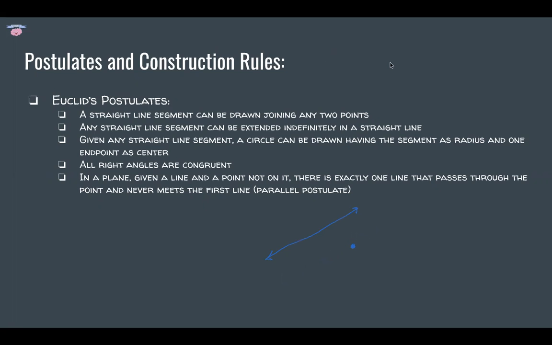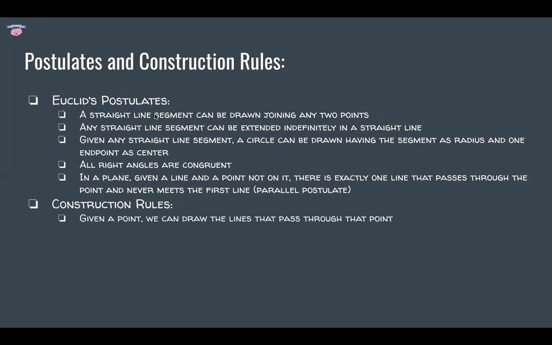So these are the postulates that Euclid laid out. But now we're going to be talking about something different, the rules of construction. In construction, we try to draw figures that are accurate. We prove theorems just using a compass and a ruler.